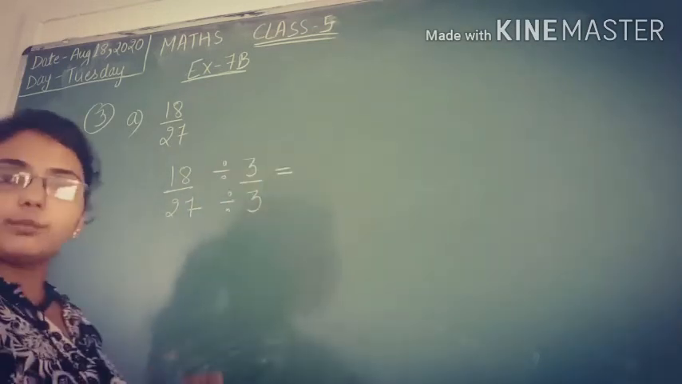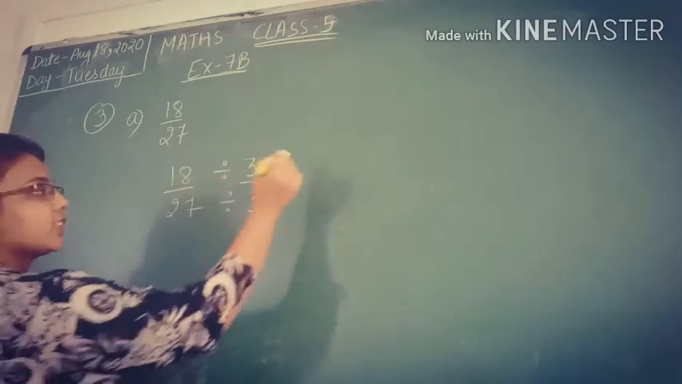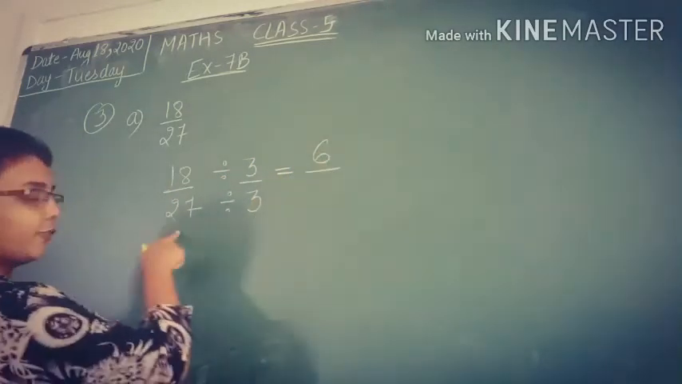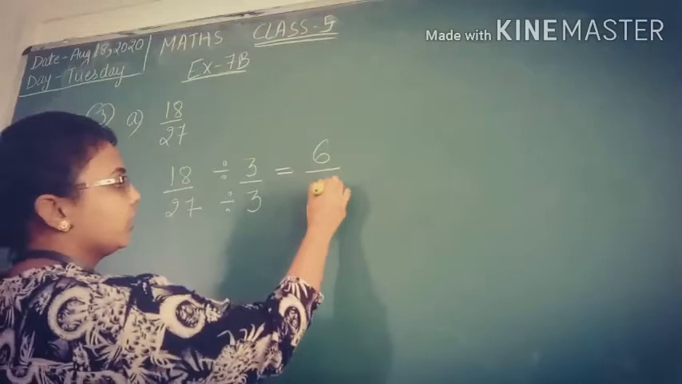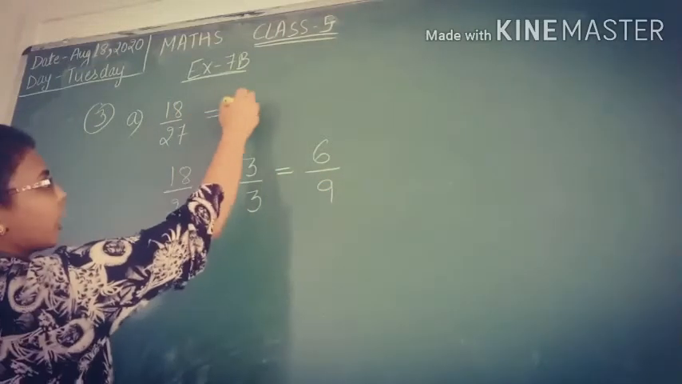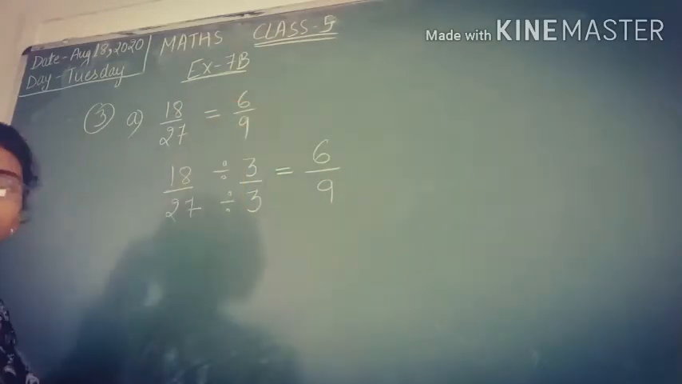Numerator and denominator, in both the ends. So if you divide 18 by 3 you will get 6, and if you divide 27 by 3 you will get 9. So the first equivalent fraction using division we have found out.